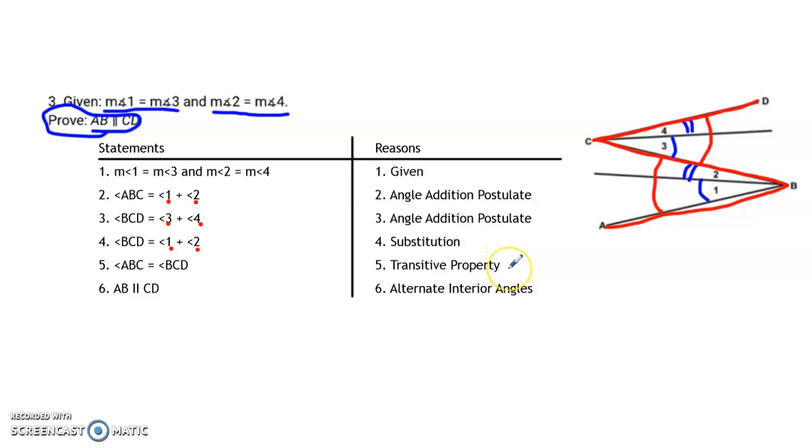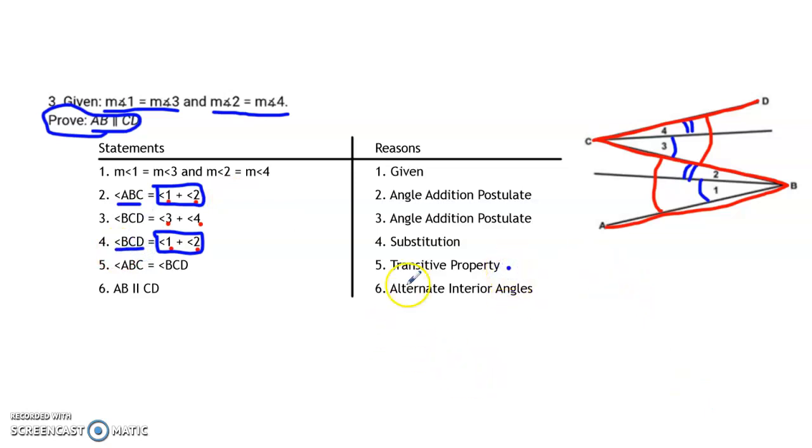We call this transitive property. The transitive property is a special property that allows us to take two equations and set them equal to each other. We're allowed to do that because both of these equations, ABC equals angle 1 plus angle 2, and BCD equals angle 1 plus angle 2, are both equal to the same thing. So if these two equations are both equal to the same thing, then the first parts of the equations are equal to each other. That's called the transitive property.